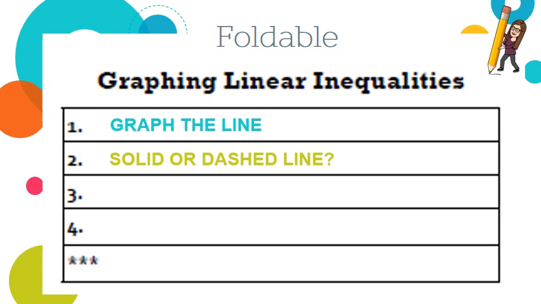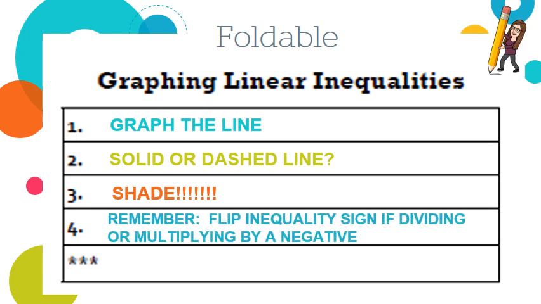Next, we need to decide if it's a solid or a dashed line. Remembering those rules, what makes it a solid line? What makes it a dashed line? We then need to shade according to the inequality. Remember, so it's step 4, it's not really a step, it's more of a remember. Remember to flip the inequality sign if dividing or multiplying by a negative, because that will change the direction of your line.